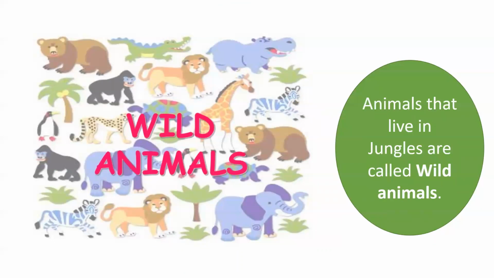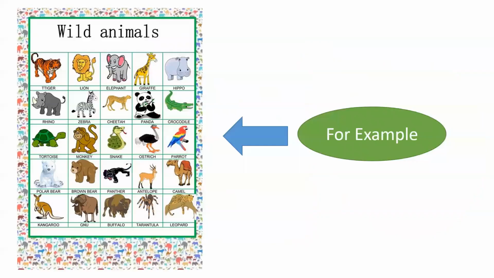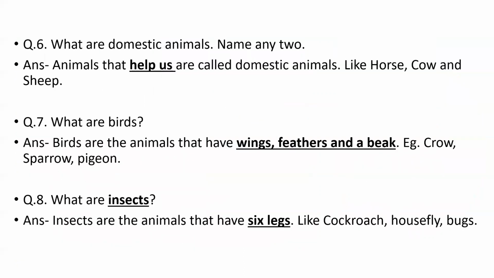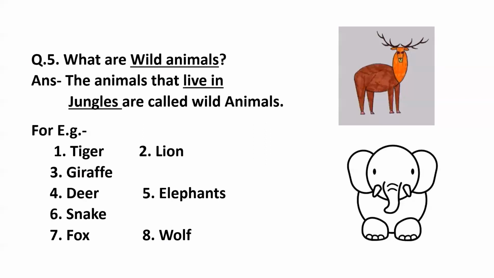Now come the animals which are wild, the ones that live in the jungle. They are called wild animals. The animals that live in jungles are called wild animals, like a snake, tiger, elephant, giraffe, camel. All these are wild animals. They usually live in jungles. Examples of wild animals are tiger, lion, giraffe, deer, elephant, snake, fox, and wolf. All these are examples of wild animals.